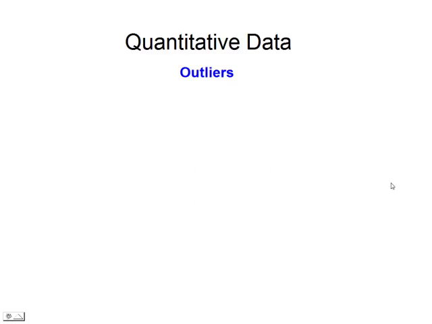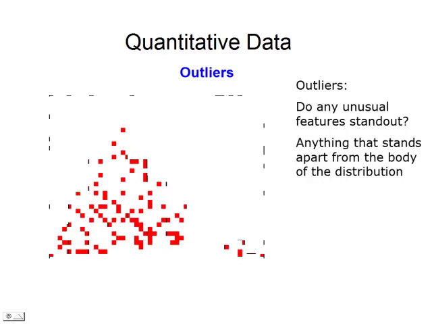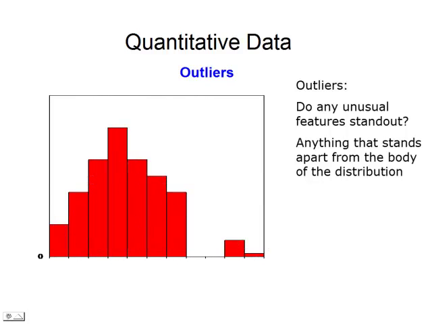Next, we have outliers. Now, outliers basically tell us, is there any unusual features that stand out? Anything that stands apart from the body of the distribution. So in this particular histogram, you can see that the data is centered around this area, but we have a few that are over on the far right. These may be considered outliers, and you have to investigate to see what's really happening over here and why they're not part of the body of the distribution.